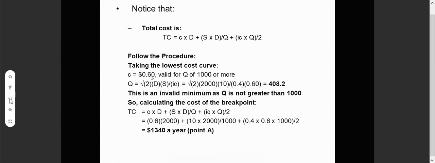Based on this value, we calculate the optimum order quantity and replace the values based on this information. We have 40% here to calculate the holding cost, 40% multiplied by the 60 cents per unit as the price per unit. So we have an optimum order quantity of 408.2.